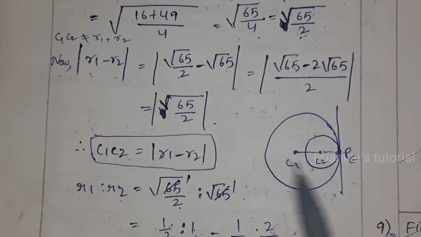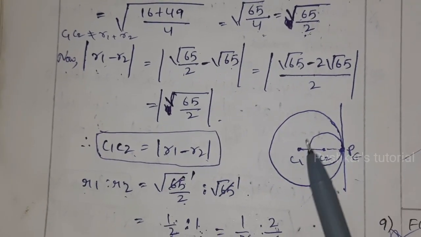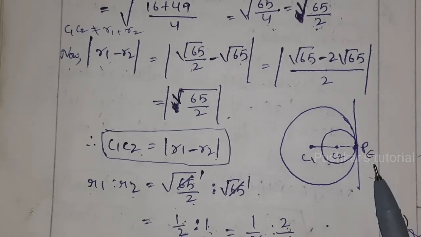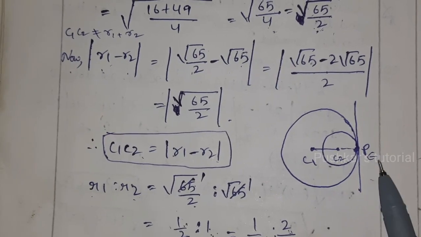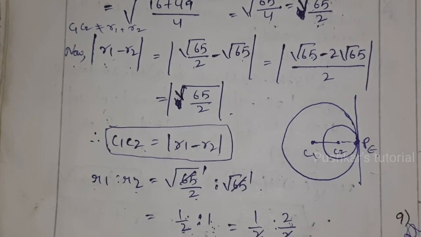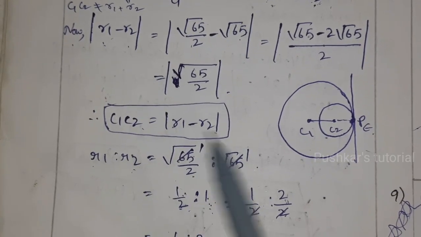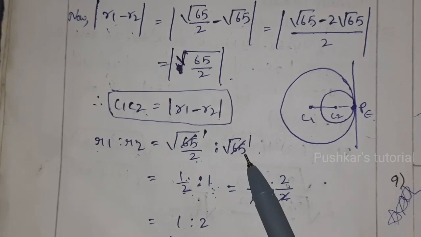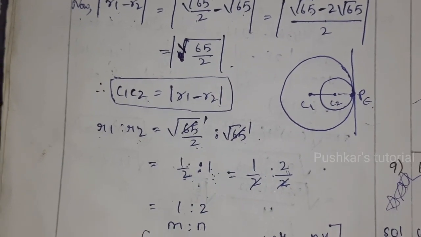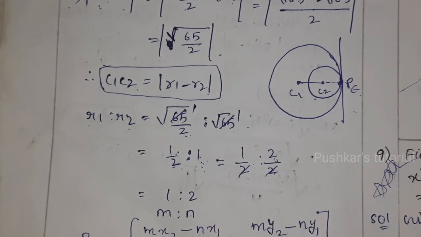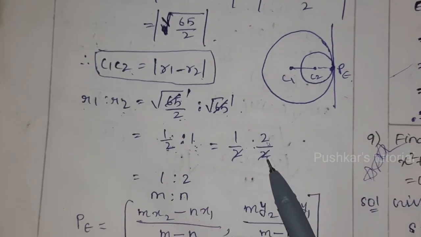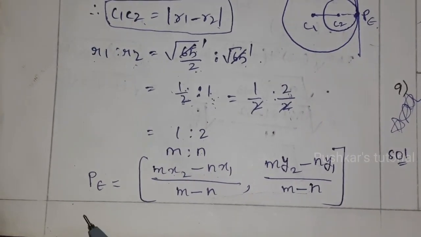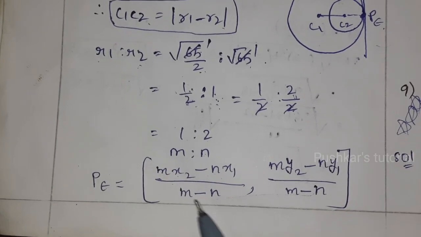So according to this condition, the two circles touch each other internally, but the point of contact is found externally, because it lies outside C1C2, with the ratio R1 to R2. So R1 value is root 65 by 2, R2 value is root 65. Cancel. Only 1 by 2, that is 1 to 2, is left. Directly we can write 1 by 2. Otherwise 1 we can write as 2 by 2, denominator can be cancelled. So the ratio is 1 to 2. So we need to find the point of contact externally.